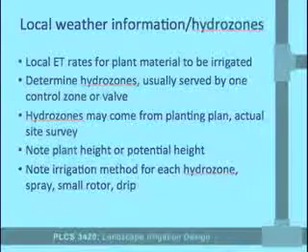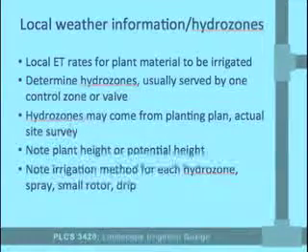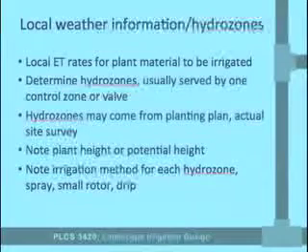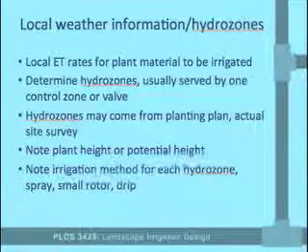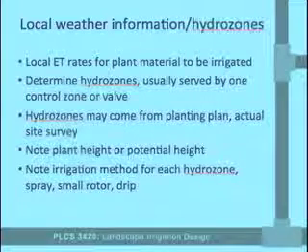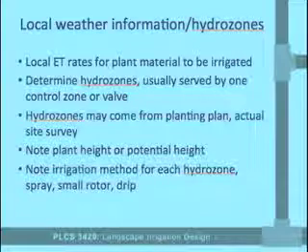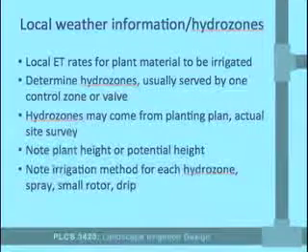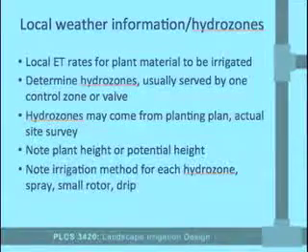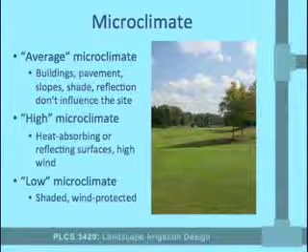That just depends. You'll want to note plant height or potential height because your irrigation system, hopefully it's going to be designed for the longer term, and so you need to design for the mature plant material, not just what you put out there initially. You can also note the irrigation method for each hydrozone. So is it a spray irrigated area? Is it drip irrigated? Are there small rotors being used? And so on. Now, another thing to consider is the microclimate of the area.